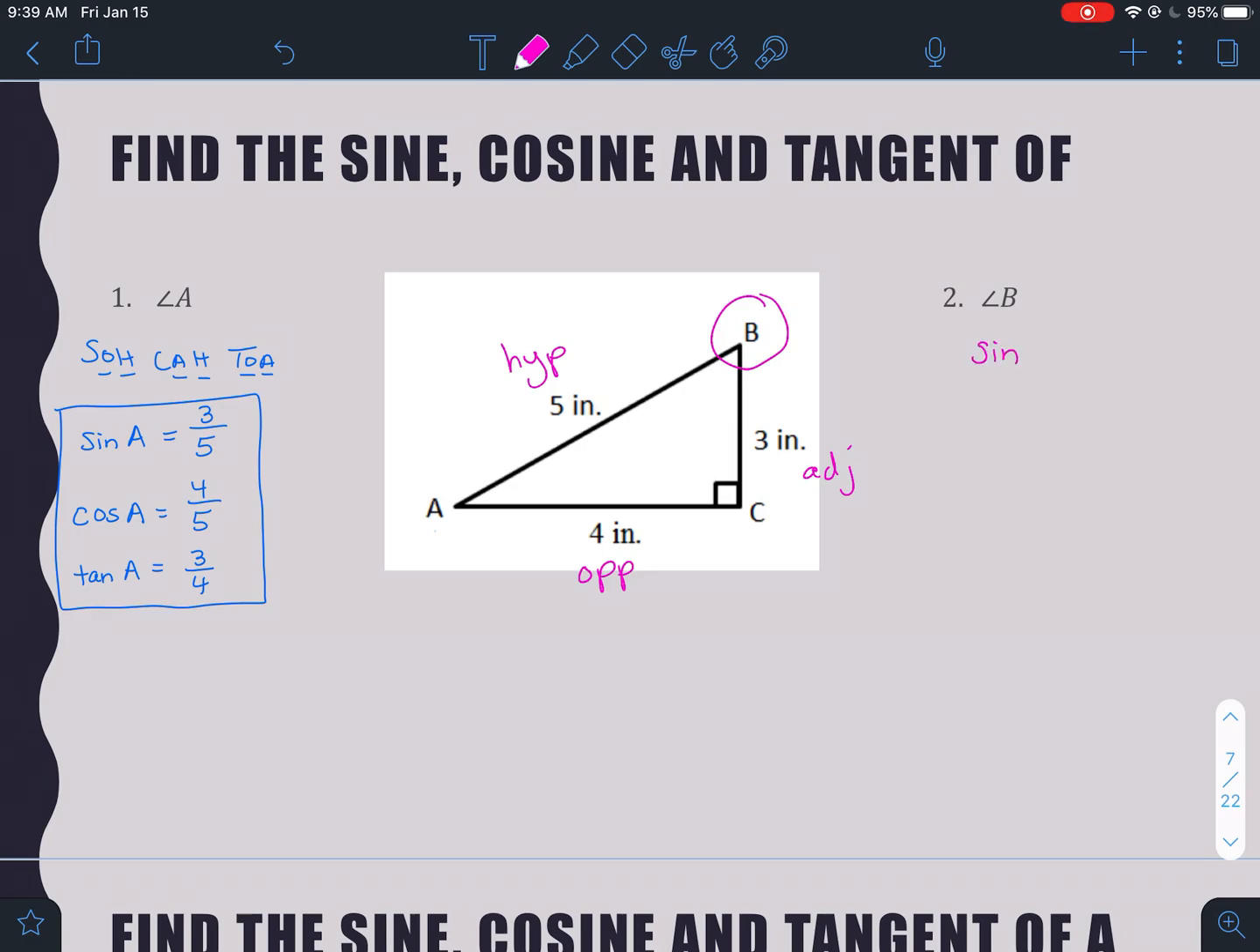So the sine of angle B is going to be opposite over hypotenuse, so it's going to be 4 over 5. The cosine of angle B is going to be adjacent over hypotenuse, so it'd be 3 over 5. And then the tangent of angle B is going to be opposite over adjacent, so it'd be 4 over 3. And that would be the sine, cosine, and tangent for angle B.